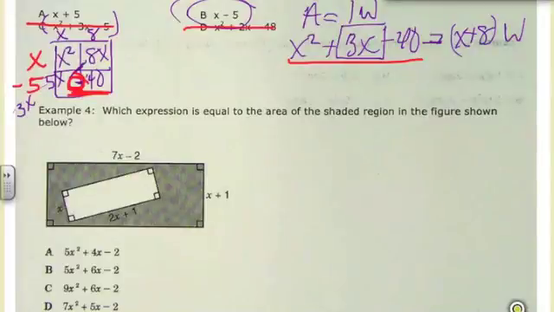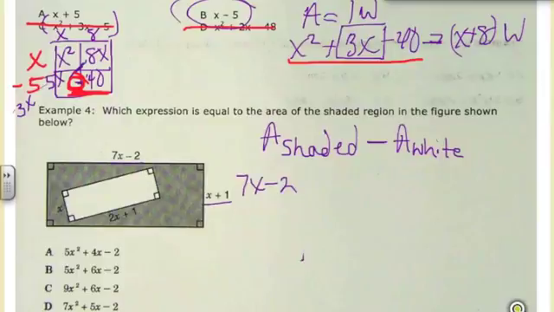Example 4. Which expression is equal to the area of the shaded region in the figure below? Find the area of the shaded one, and then in the end, subtract the area of the white one. So we're going to multiply 7x minus 2 times x plus 1.